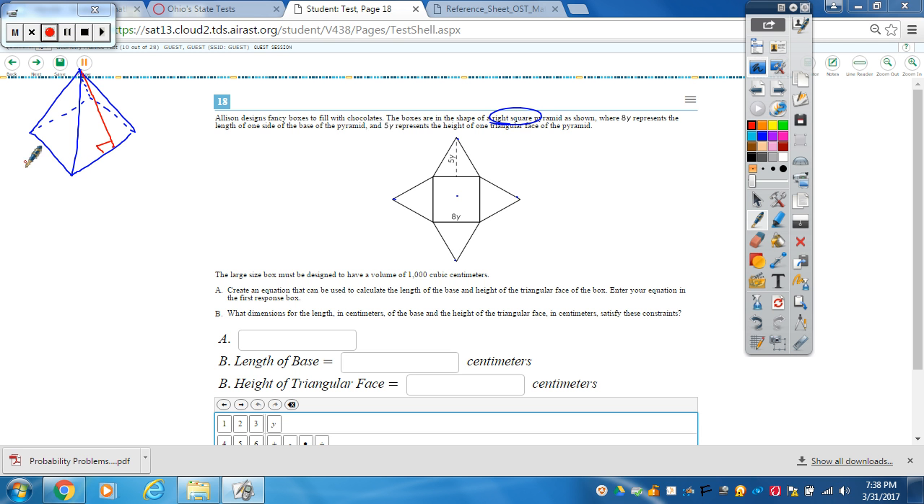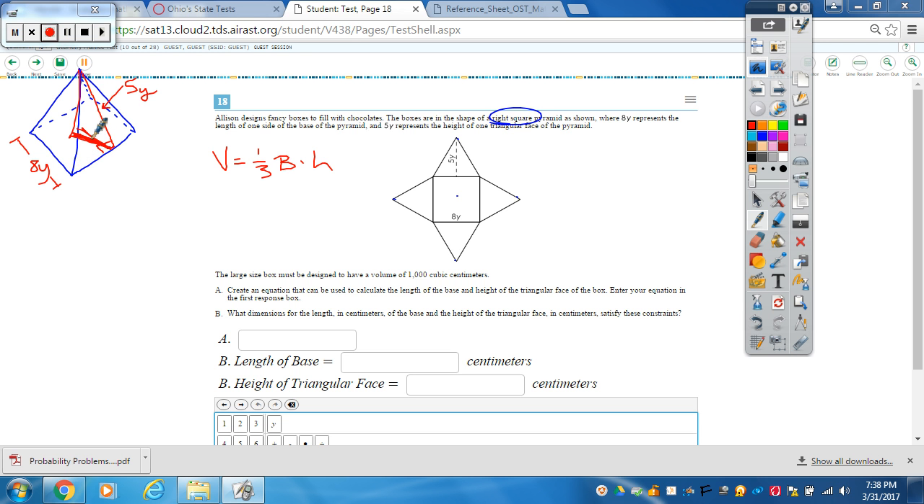And they're giving us 8y, so this is 5y here. And they're giving us 8y is the length of this side right here. Okay? And what we have to find is the height of the actual pyramid, because what we know is that the volume of a pyramid is 1/3 the base area times the height. Okay? So if I go ahead and do this, drop this down here, bring that over, okay?